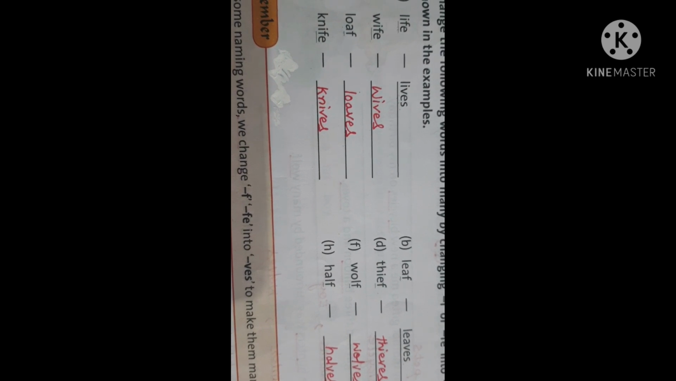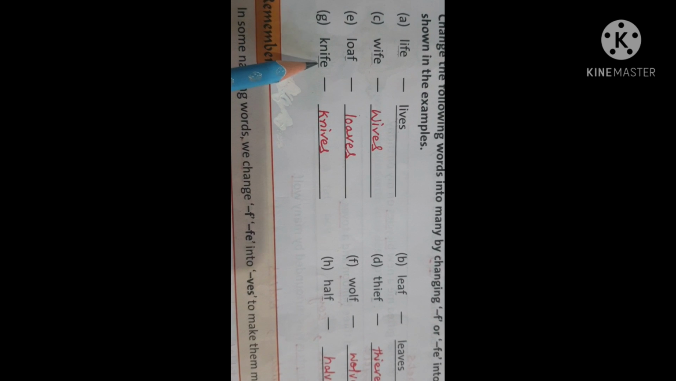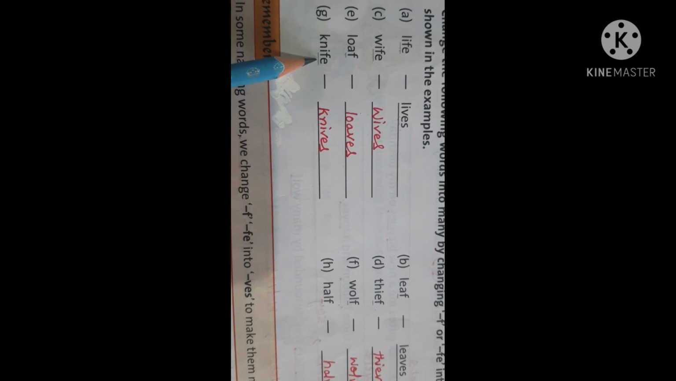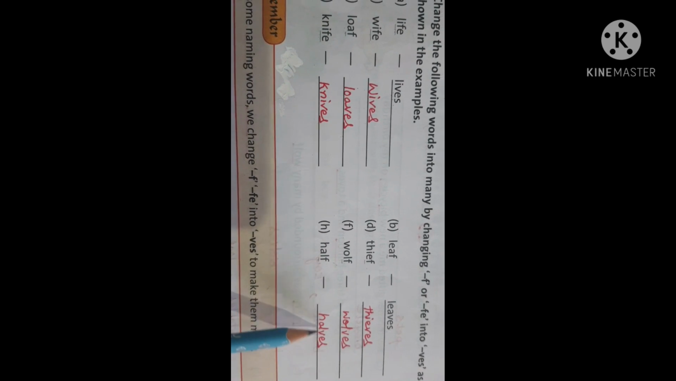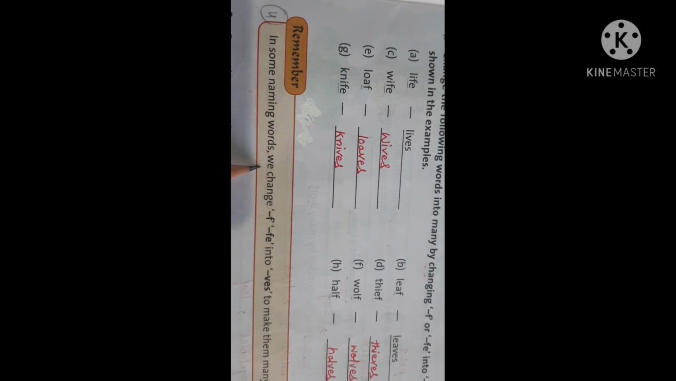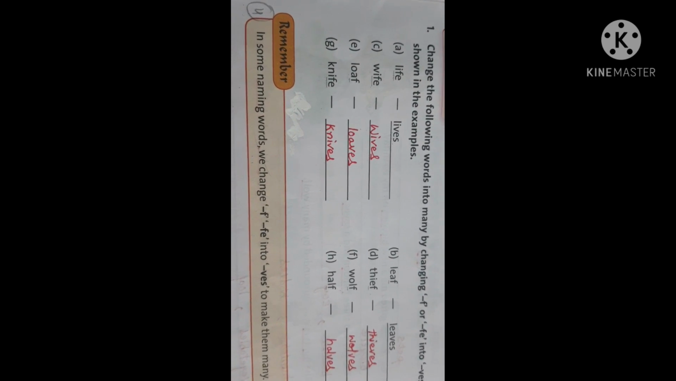Now next is wolf. So we will change f into ves because we have f in the end here, so we are following the rule here. Knife, fe in the end, so it will become knives, right? We will change fe into ves. Now here we have half, so f, we have f in the end of this naming word, so it will become halves, right? So children, you have to learn this rule so that you would be able to make the changes efficiently. It is very important for you to learn this rule.